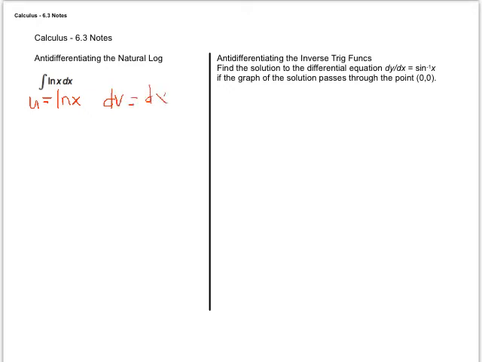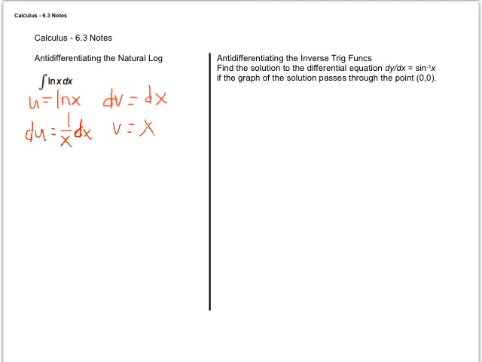This is the only natural way to break it down, because I only have two things. I've got a natural log x and I have a 1 dx. So that's the only way it can go. So du is equal to 1 over x dx, and v is equal to x.